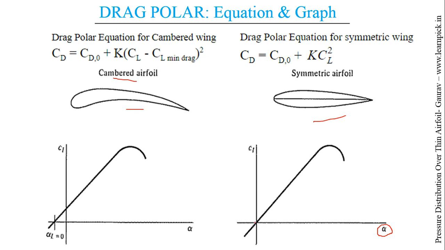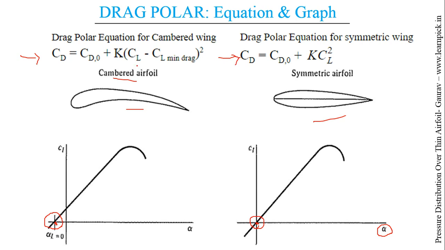For the symmetric case, we can see the zero lift angle of attack matches at the origin, that is 0. But for the cambered case, the zero lift angle of attack is some negative value, and we see that at 0 there is some kind of lift. This is the difference. And as both of these are different, the drag polar equation also varies for the cambered wing and the symmetric wing. This is the drag polar equation for the cambered wing, and this is the drag polar equation for the symmetric wing.